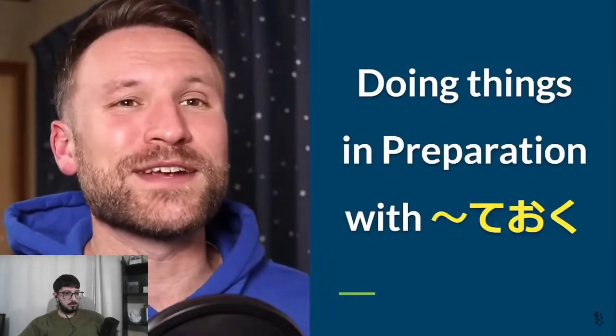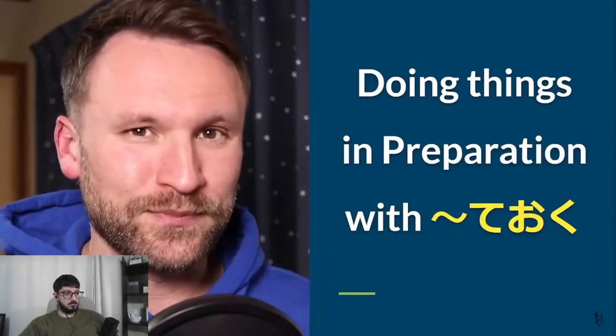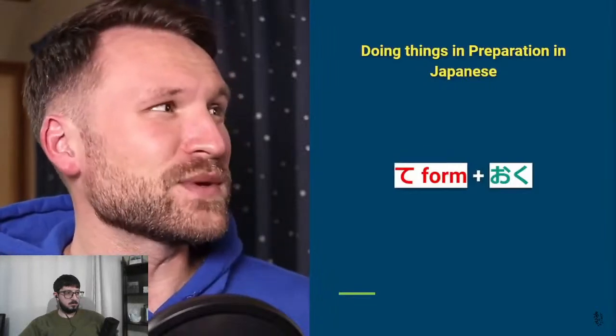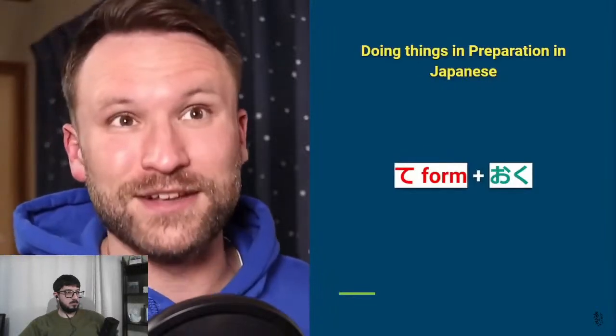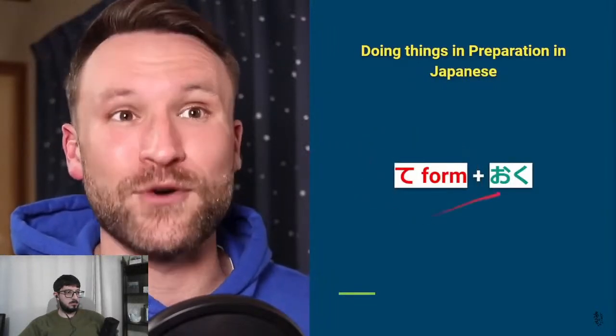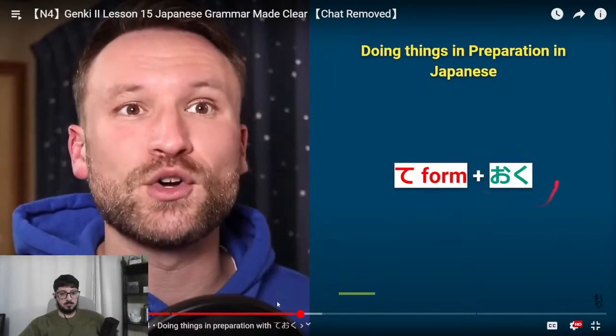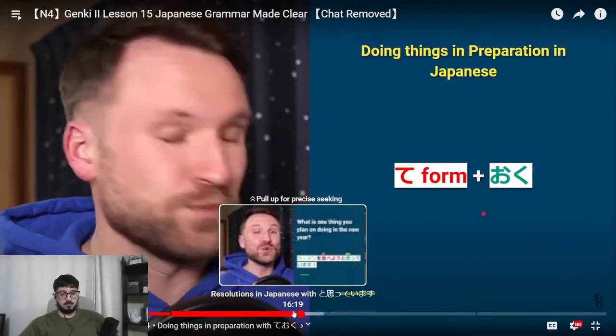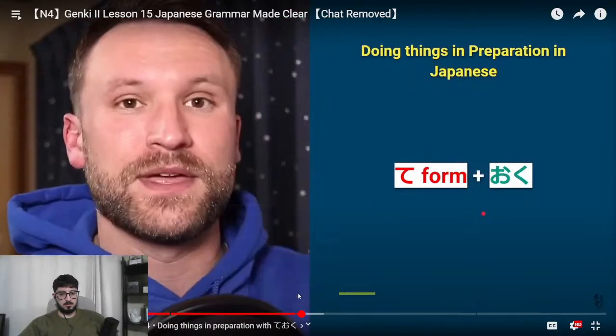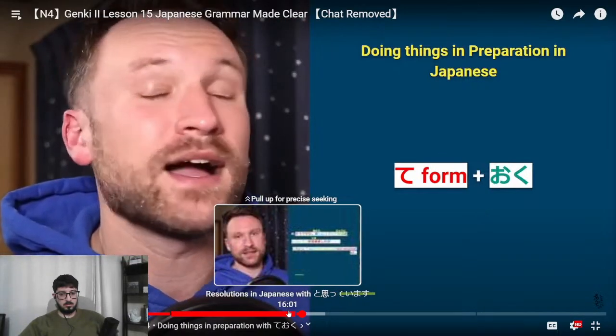Doing things in preparation with 手置く. To say you're doing something in preparation for something else, in Japanese, you just take the te form of any verb and add oku. Now this oku comes from the verb oku, which is to place something or to put something, for example, on a table. And there is a kanji.